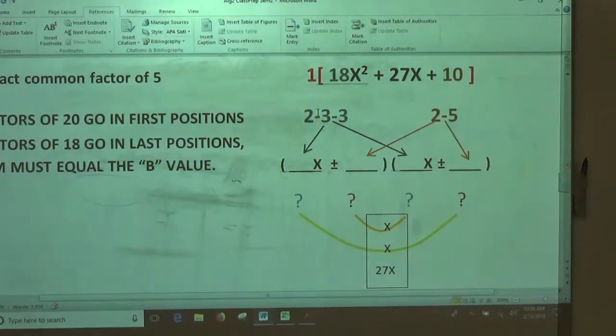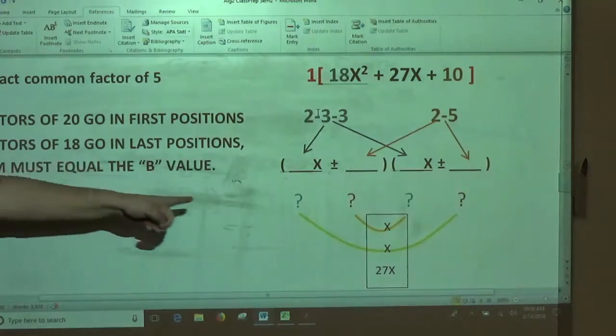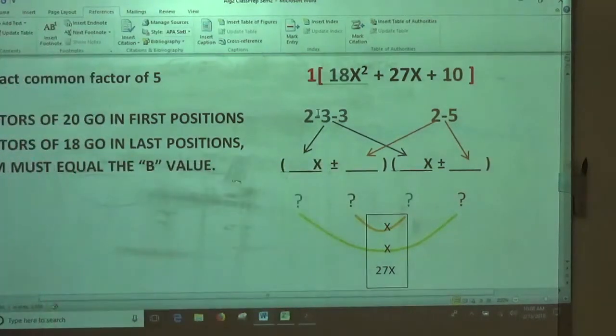Again, if you will not practice this skill, this section is going to kill you. Because you've got to get these binomials in order to be able to cancel things out and find out what the graphs look like.